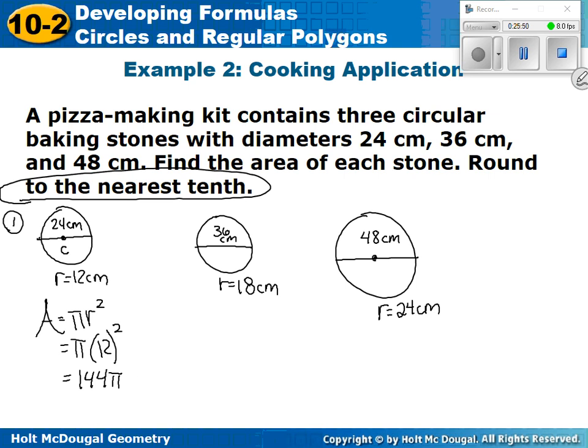If it said leave your answer in terms of pi, you would stop here. But because it says round to the nearest tenth, you can grab your calculator and type in 144 times pi. Tell me what you get to the nearest tenth. 452.4? Okay, 452.4. Is that correct? Everybody agrees? And units? Centimeters squared. Good. It's area, so don't forget to square your units.